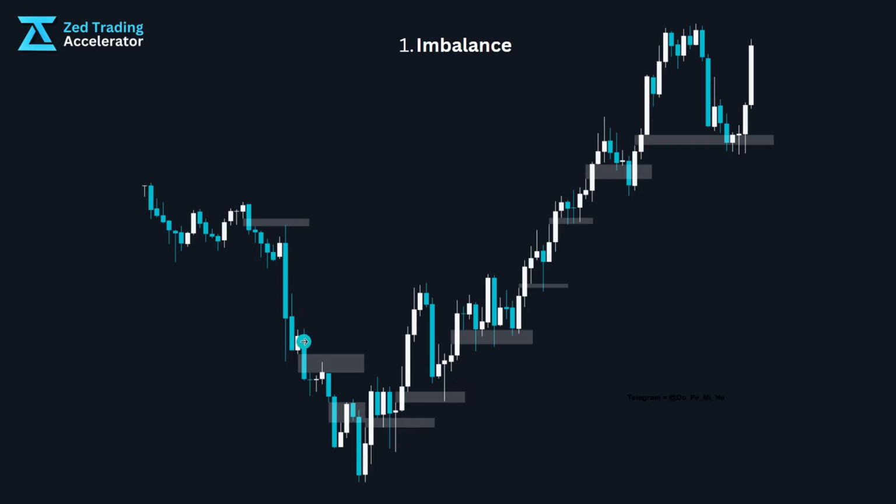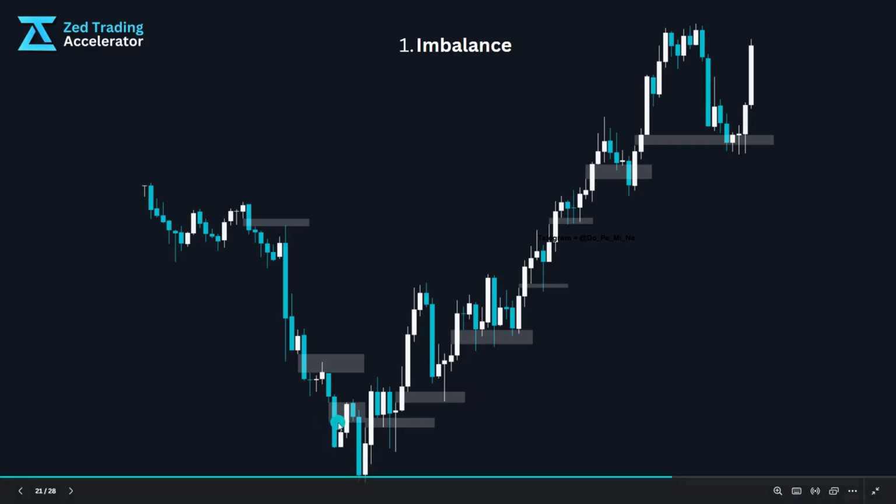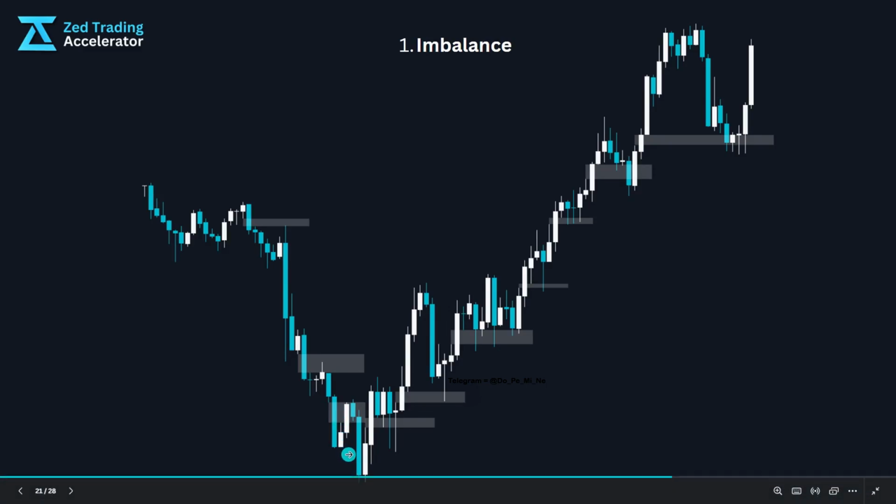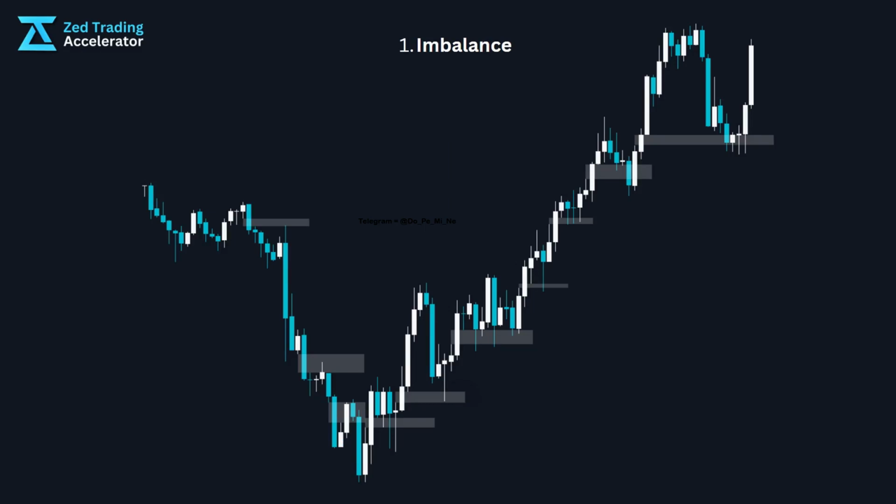As we can see here also, we have an imbalance right here. Price went back into that imbalance to fill the gap, and now it has gone lower. As we can see right here, we have another fair value gap. Price has retraced back higher to fill that fair value gap and has now gone lower. So the price is always offering fair value in the market. So why is that necessary?